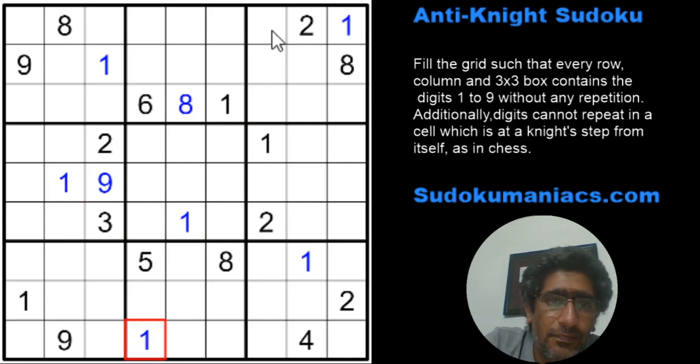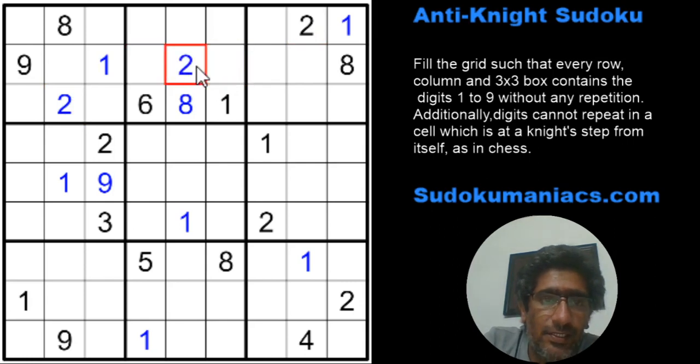Alright. 2 cannot be here, cannot be here. It cannot be here. It cannot be here because it's at a knight step. Here again it's at a knight step. So this 2 will be placed here. I cannot have a 2 here, knight step. Because of this, I cannot have it here. So this is my 2. So I get a pencil mark here and here. 2, 2.